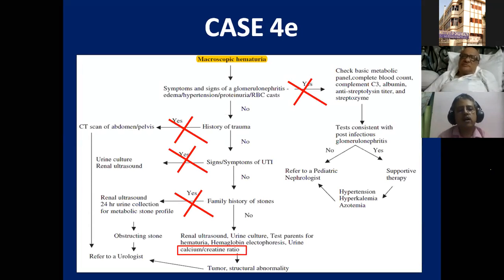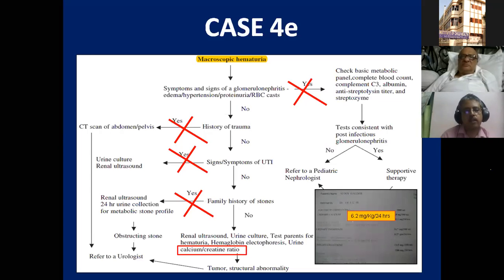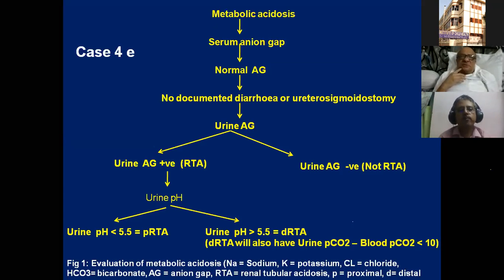Now for the workup of macroscopic hematuria, we did an ultrasound scan that was normal. We did the workup for acute glomerulonephritis like complement, etc., which was normal. We did a calcium creatinine ratio, which was grossly elevated. So as we all know, hypercalciuria can cause hematuria. But why will a child with Wilson disease have hypercalciuria? So this was the hypercalciuria, 6.2 milligram per kilo per day of calcium in the urine. But why will a child with Wilson disease have hypercalciuria?